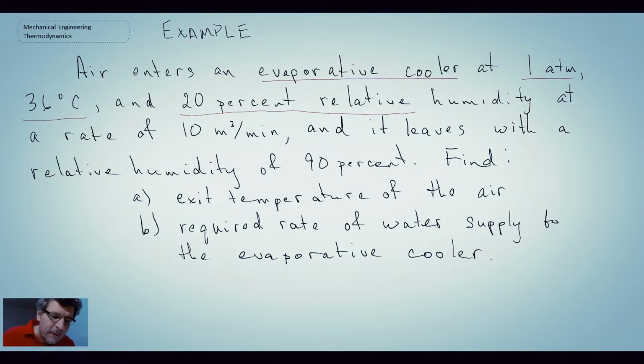We're told that the air is coming in at 10 meters cubed per minute, and it's leaving at 90% relative humidity. So we're adding a lot of moisture to the air. What we want to do is find the exit temperature, because that would be the temperature of the air leaving that you're using for your air conditioning process, as well as how much water we need to constantly add to this system. So that is the problem statement.